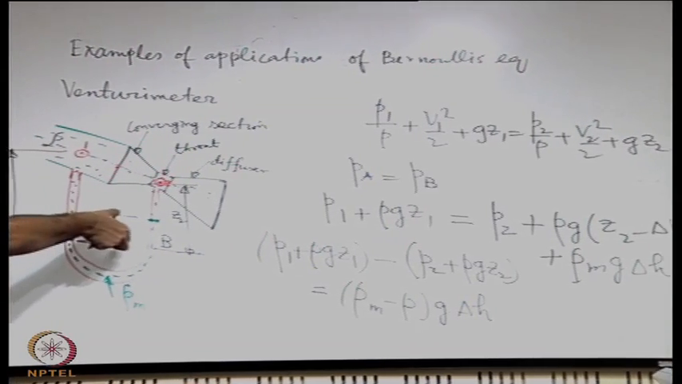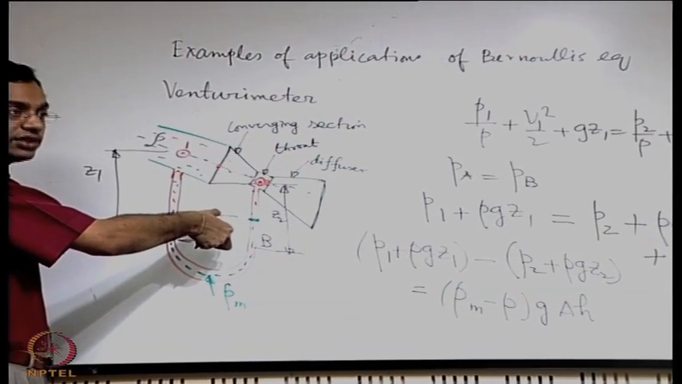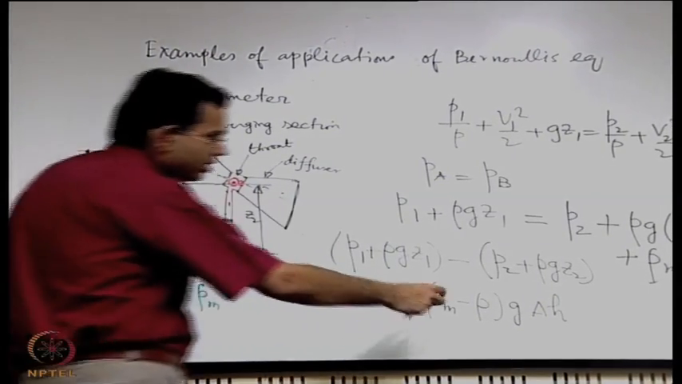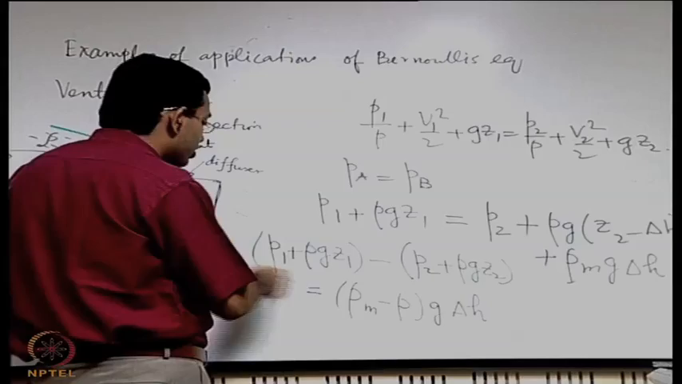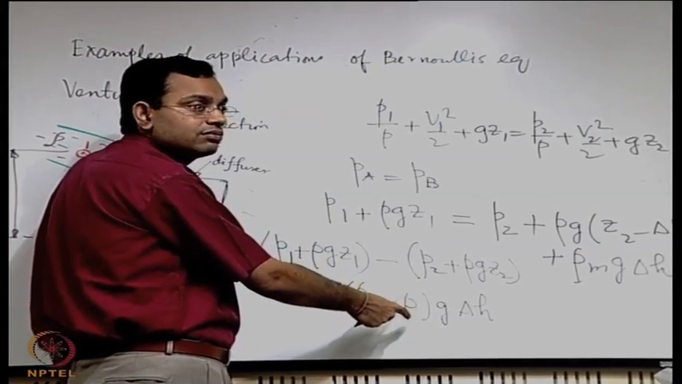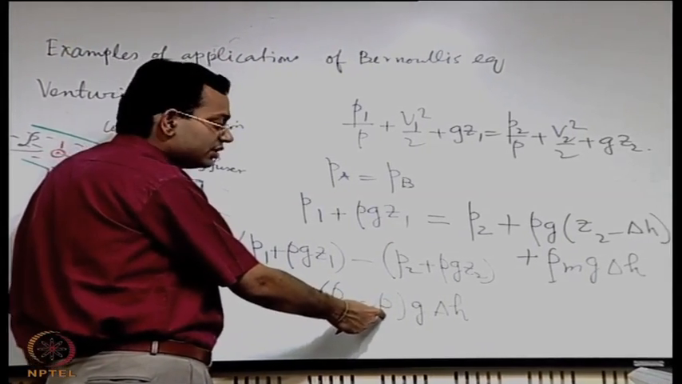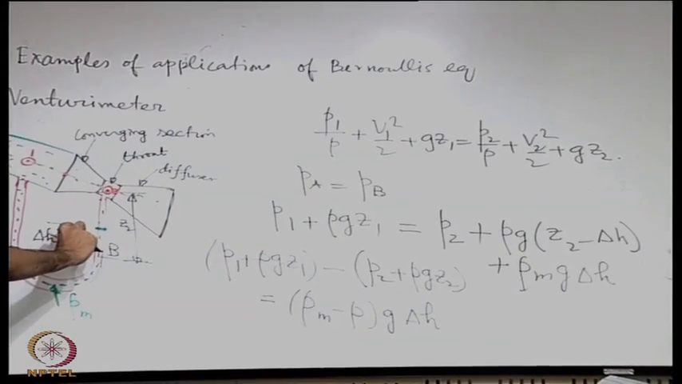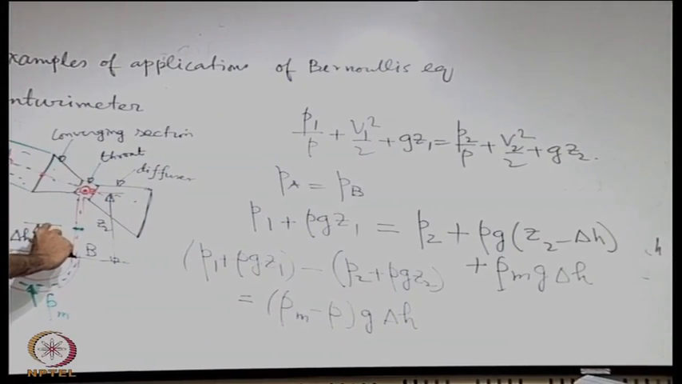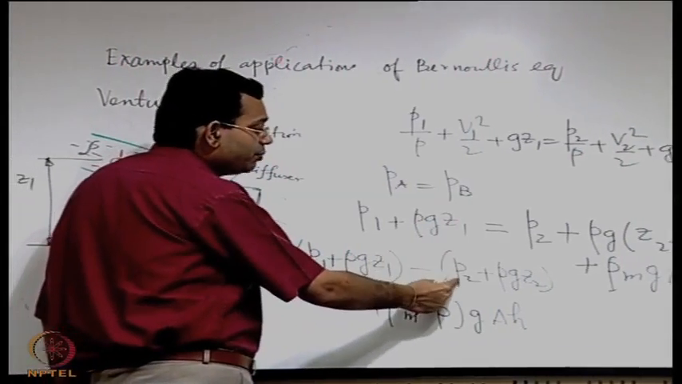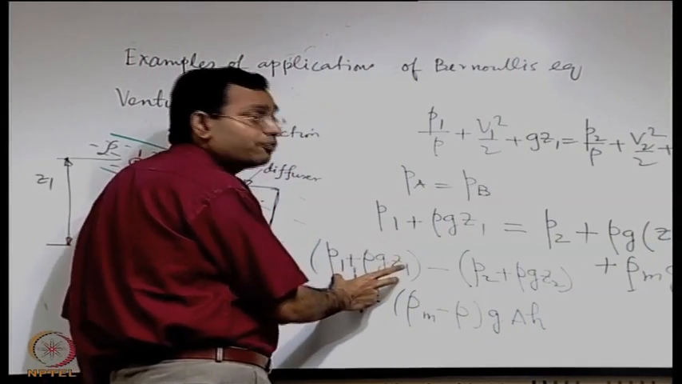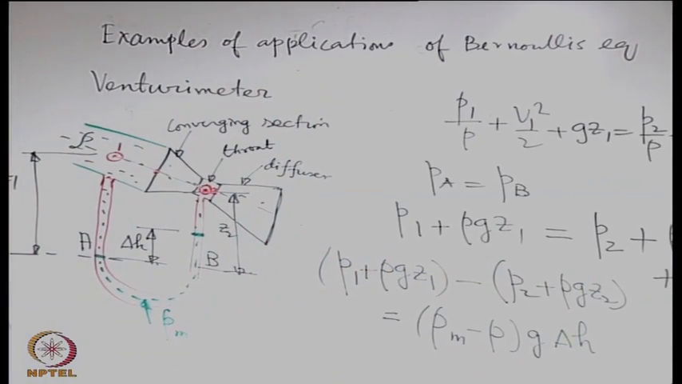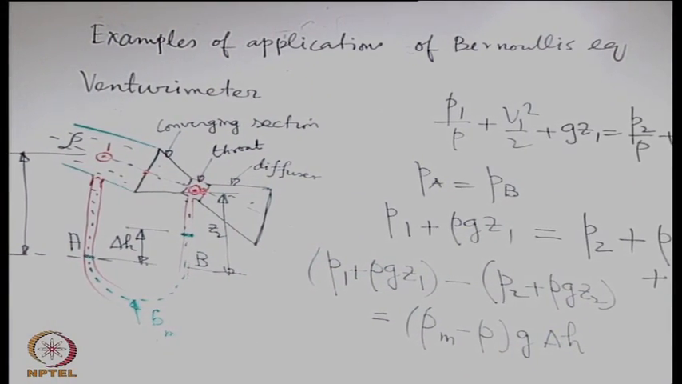So in this figure you are expecting that delta H is positive, isn't it? This is just the dimension. Rho m, say this is mercury, so we know that it is much heavier than water, so rho m minus rho is positive, that means we are expecting this to be positive. So what does this reading give us? This reading gives us not the difference in P1 and P2, but the difference in sum of P1 plus rho g Z1 and P2 plus rho g Z2, right. So it is not giving us the pressure difference. So what is it giving us?